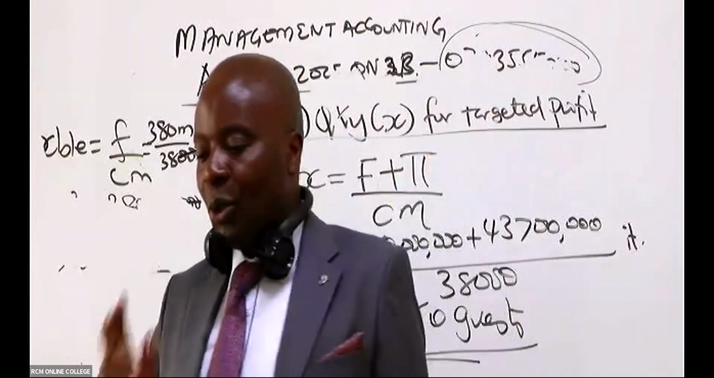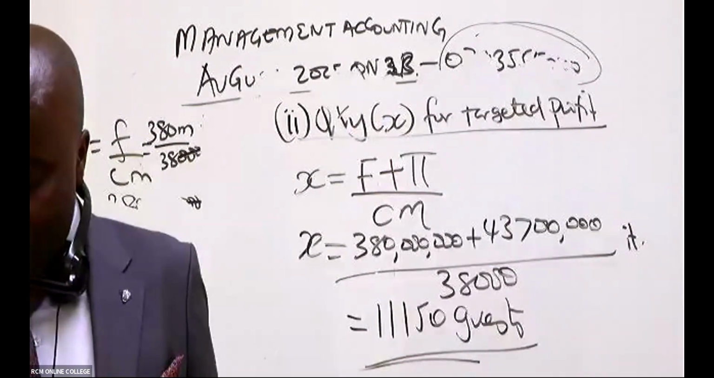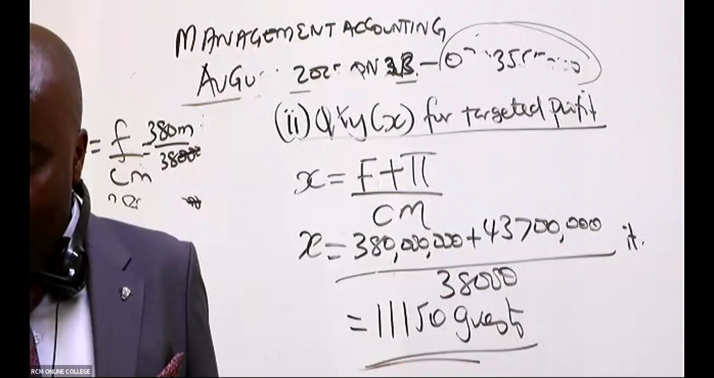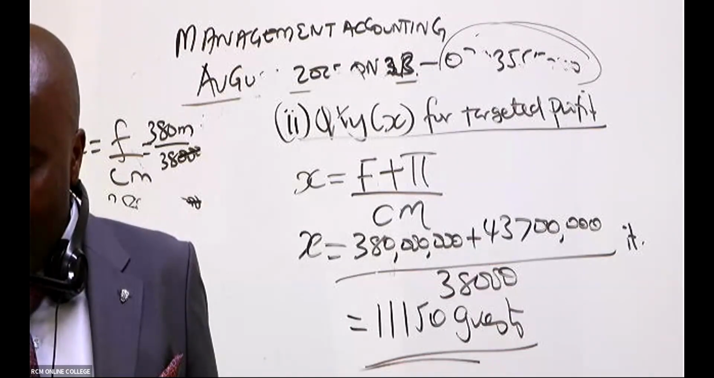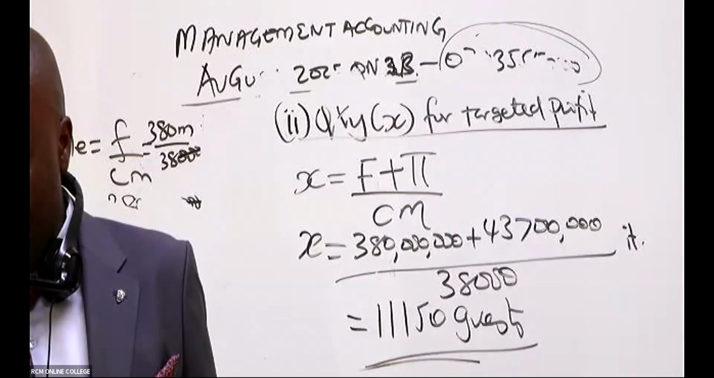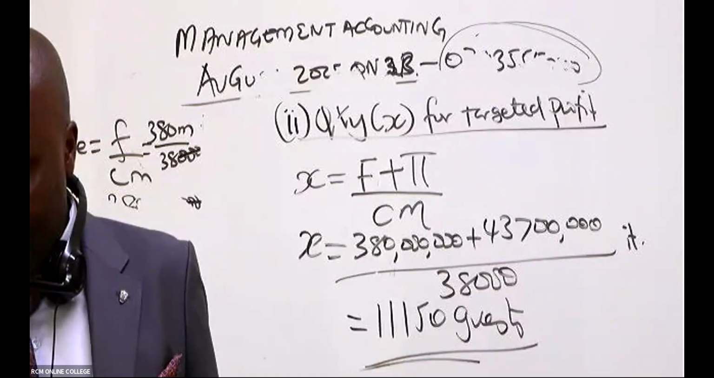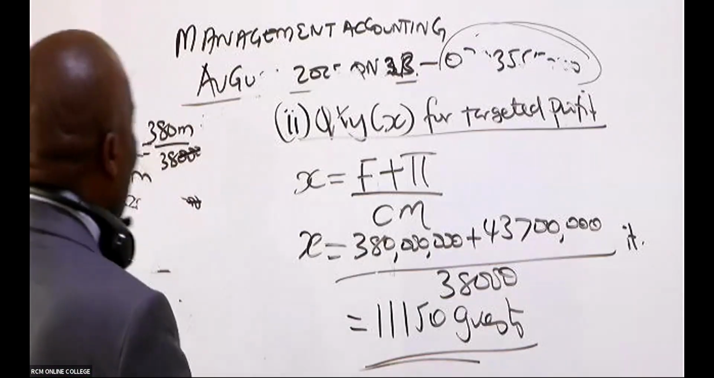Unless there is somebody who has a special question, I will go to Roman number 3. So Roman number 3, what do we have over here? Profit that would result if 150,000 guests are served. So they want me to give them the profit we will get if we serve 150,000 guests. Easy, very easy.